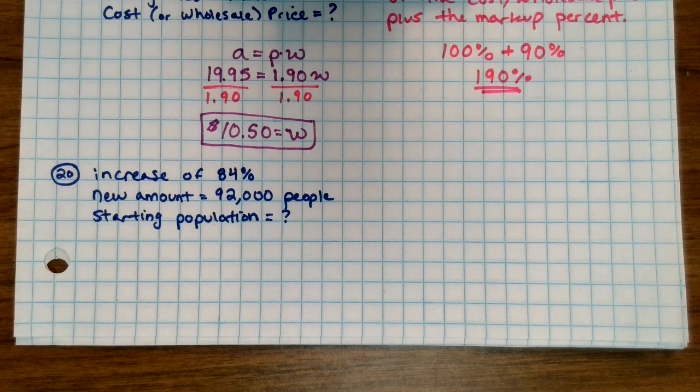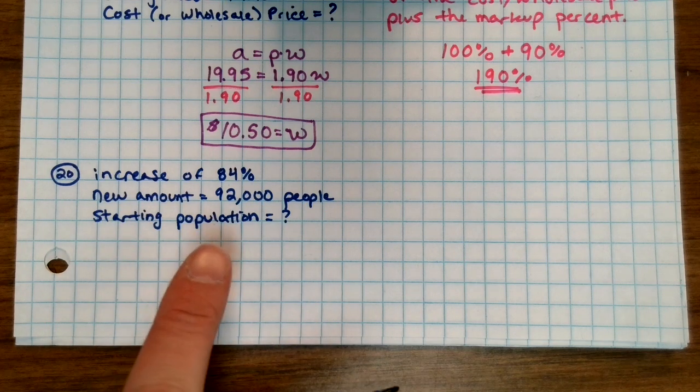For this next example, we'll be looking at percent change. These percent change problems talk about either an increase or a decrease. Sometimes you have to find that increase or decrease percentage, sometimes you have to find the starting population, or sometimes you're finding the new amount after that percent change happened. This is question 20 out of the book, and it's talking about a population increase. According to the U.S. Census Bureau, the population of the Palm Coast metro area in Florida increased by 84% to 92,000 people between 2000 and 2010. What was the population of the Palm Coast metro area in 2000?